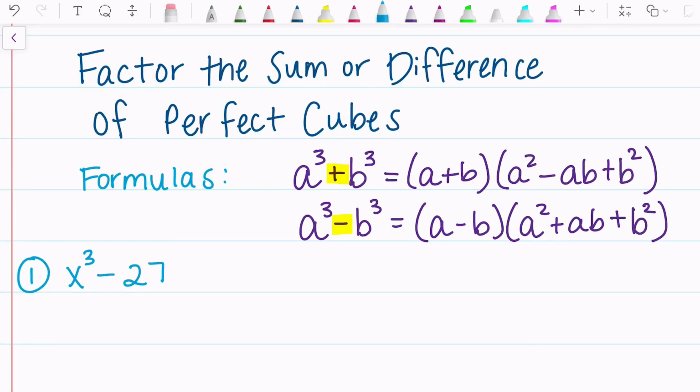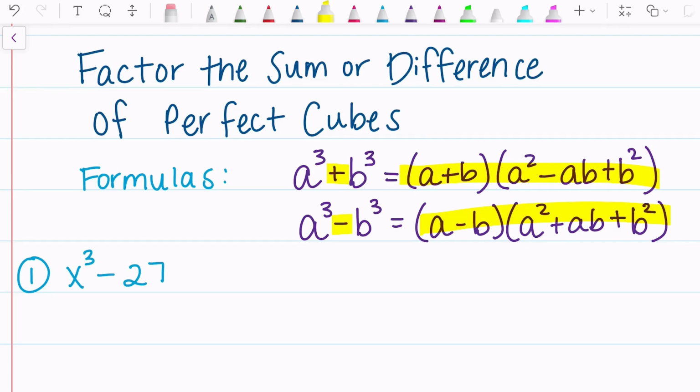I'm going to show you how to factor the sum or difference of perfect cubes. There are two formulas, based on whether it's the sum, which uses this formula, or the difference, which uses this other formula. You need to make sure that what you are trying to factor is actually two perfect cubes. So x to the third is x times x times x. It's a perfect cube. 27 is 3 times 3 times 3.